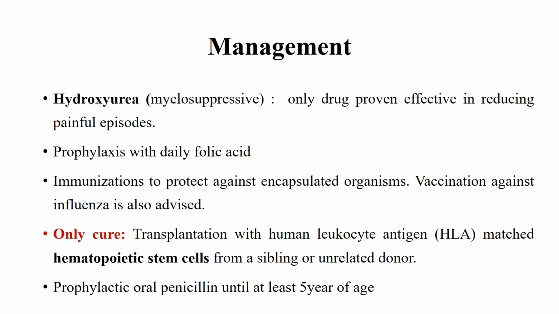So, which drug is really helpful? The only drug which has been proven to be effective in reducing the painful episodes is hydroxyurea, and along with that, we give folic acid. Immunizations need to be done to the children around 6 years of age, and the only cure that is available is an HLA matched hematopoietic stem cell transplantation. Okay.